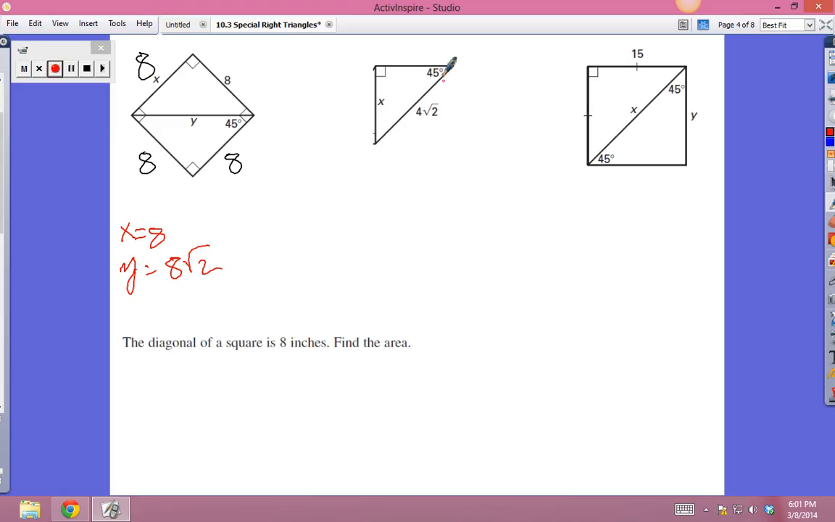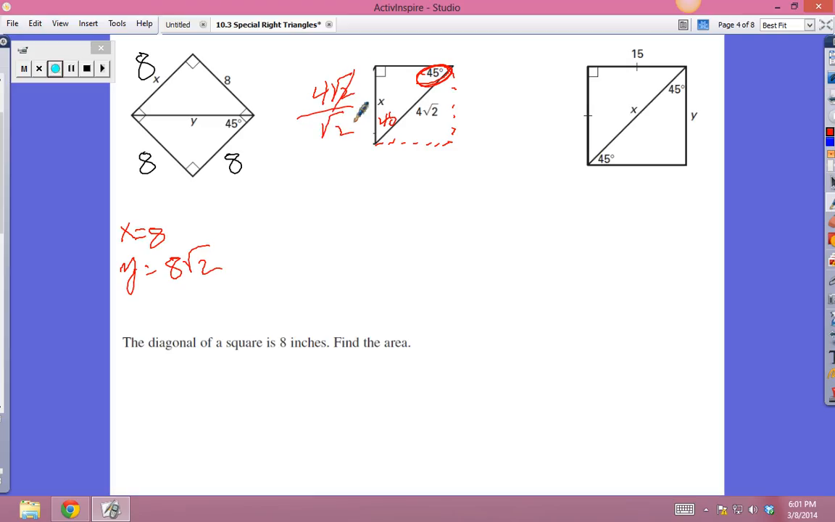Okay, the second one, the 45, is what it's got to catch your eye. If you ever see a 45, 45, 90, you got to recognize, well, that's half of a square. And this time they've given me the diagonal, so it's like the type 2. So to go from the diagonal to the legs, you got to take the diagonal, 4 square roots of 2, and you got to divide it by square root of 2.